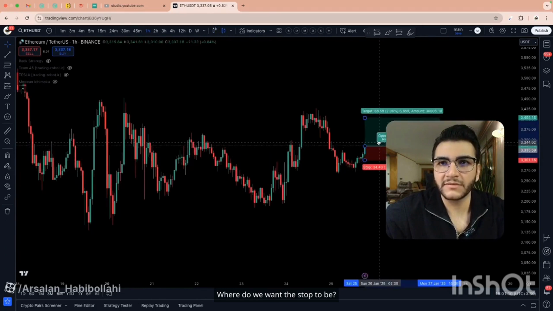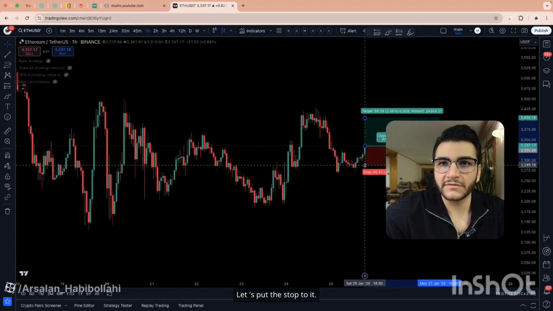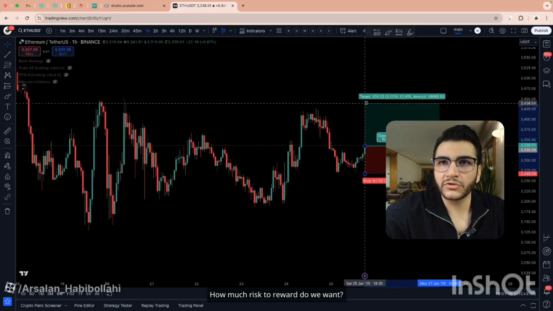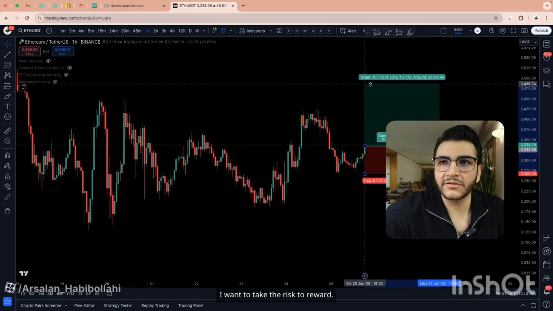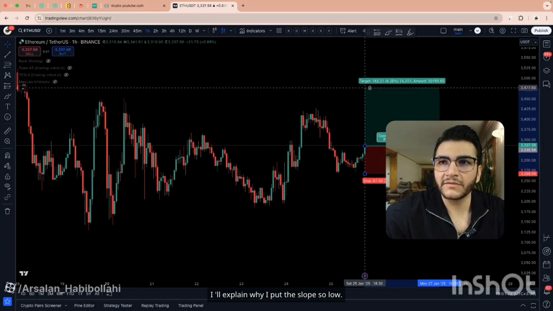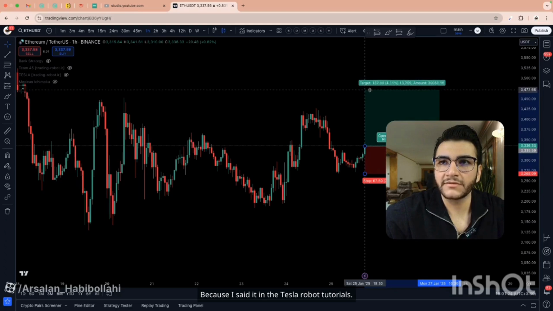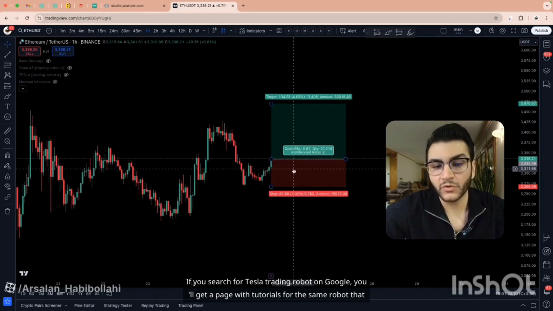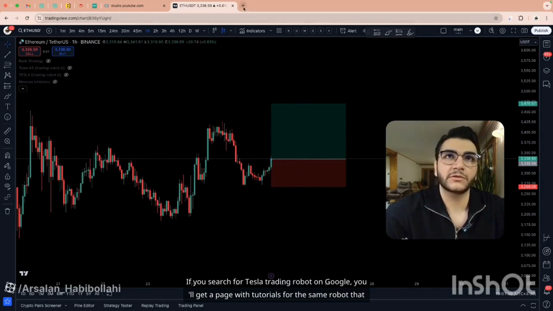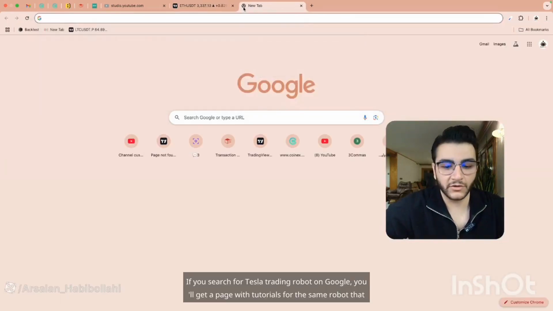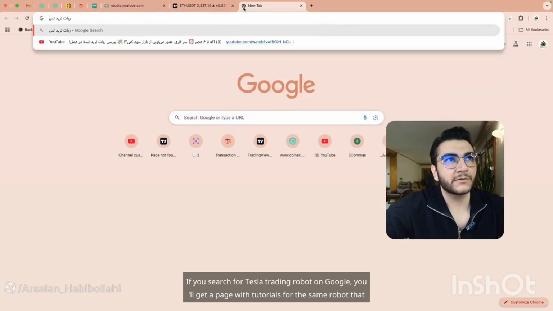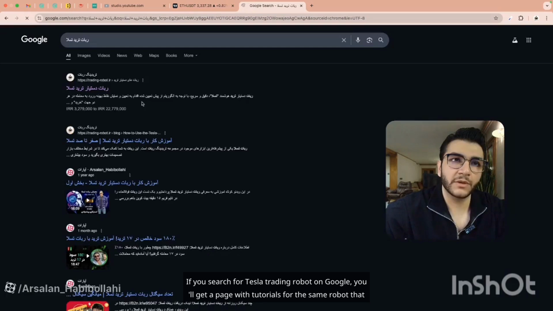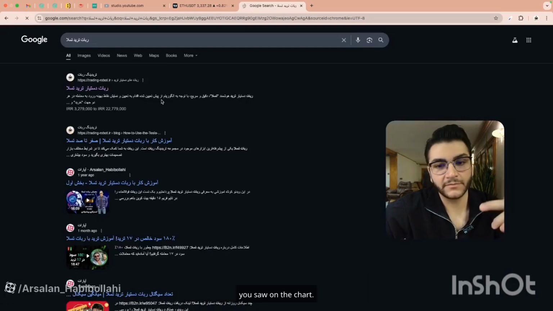Where do we want the stop to be? Let's put the stop here. How much risk to reward do we want? I want to take the risk to reward. I'll explain why I put the slope so low, because I said it in the Tesla robot tutorials. If you search for Tesla trading robot on Google, you'll get a page with tutorials for the same robot that you saw on the chart.